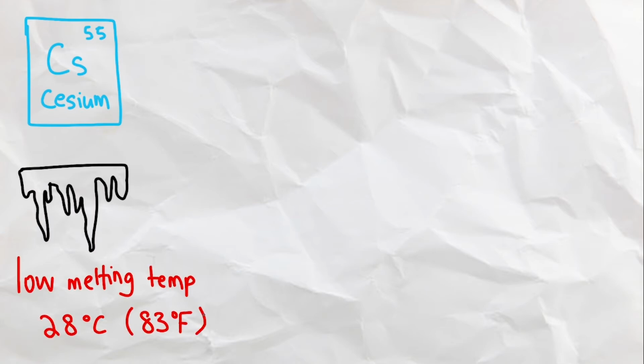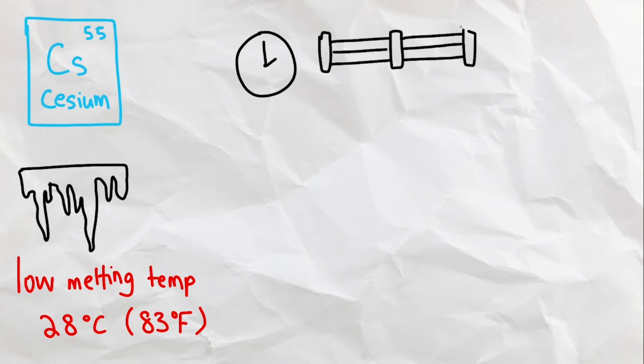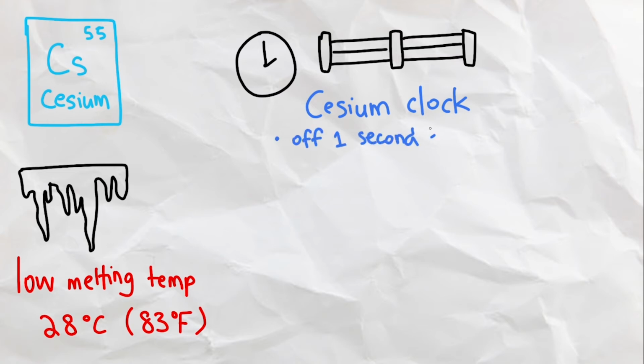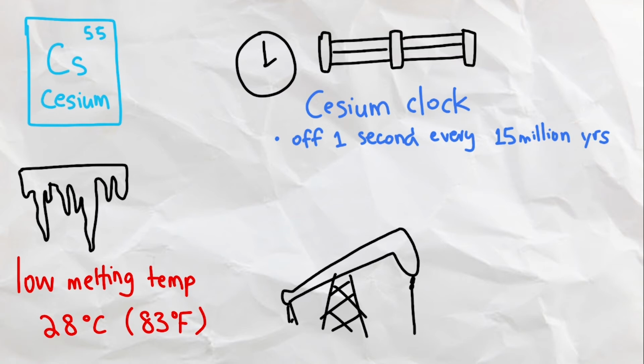Next, we have cesium, a metal with the second lowest melting temperature, at around 28 degrees, which is just a bit hotter than room temperature. It is most well known for the cesium clock, which is one of the most accurate atomic clocks, being off by 1 second every 15 million years, though its most common use is in drilling fluids in oil rigs.